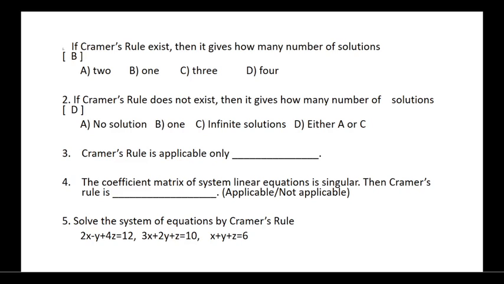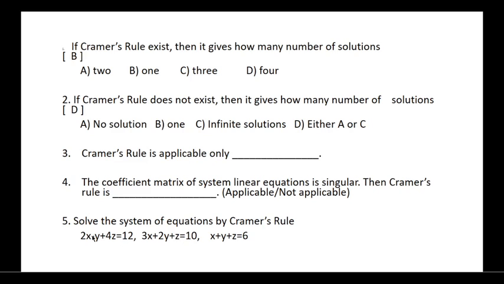In the AX equals B form, A represents the coefficient matrix, X denotes the unknown matrix, and B denotes the right hand side constant matrix. So in this example, the coefficient matrix A is: first row 2, minus 1, 4; second row 3, 2, 1; third row 1, 1, 1. That is the coefficient matrix.